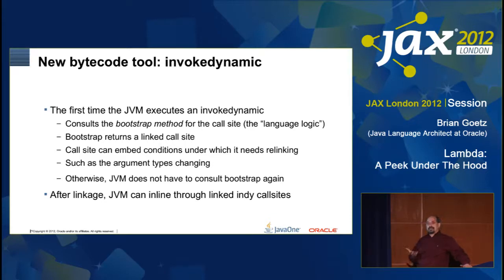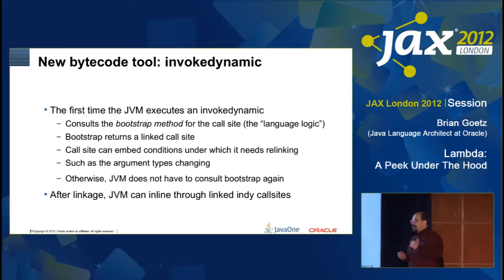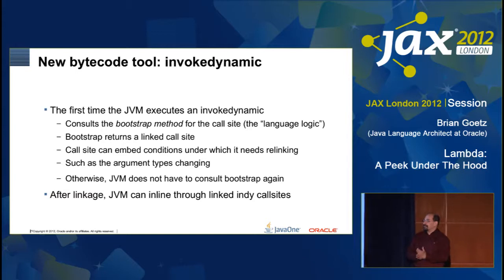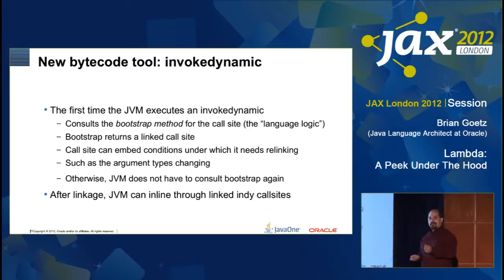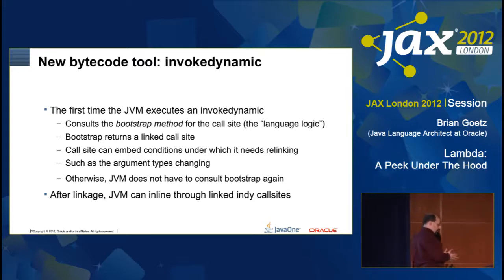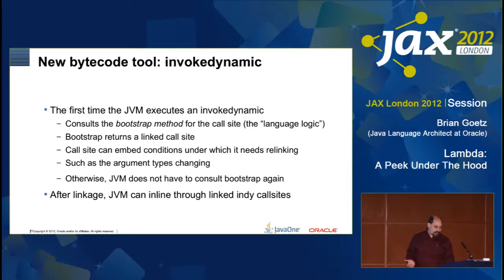And in the default case, you return what's called a constant call site, which means here's the linkage, don't ever call me again, inline through it as much as you want, we're done with this conversation. So that's really nice because then once the VM knows the linkage target, it doesn't have to remember that this came from an invoke dynamic. It can say, oh, I will just always link it to this target, or I'll always inline through to this target, and the language logic gets out of the way.